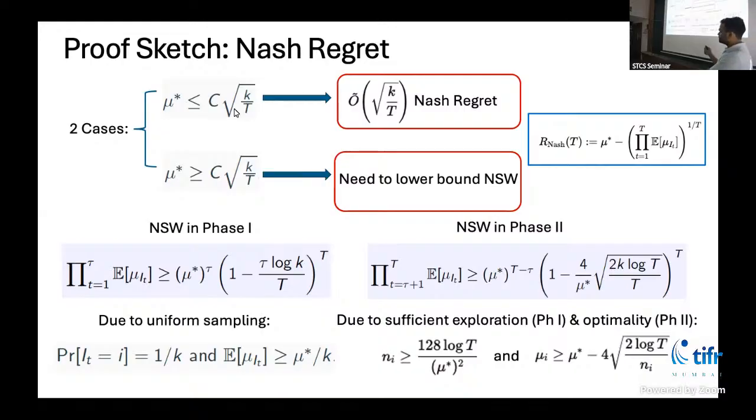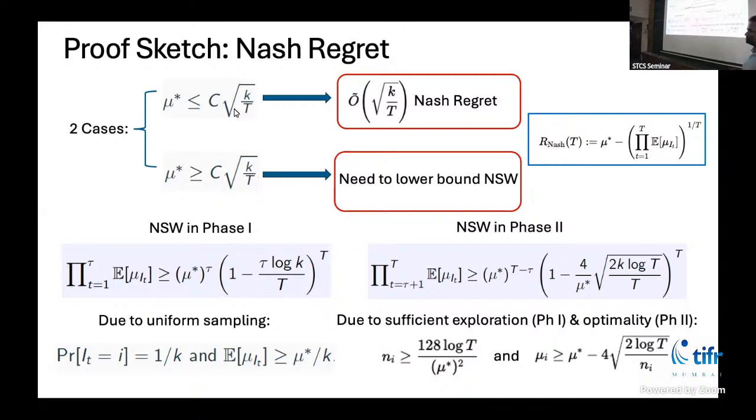So in summary, in both phases we have enough Nash welfare, so that the total Nash welfare is good. Particularly in phase 1, our Nash welfare is not very small.